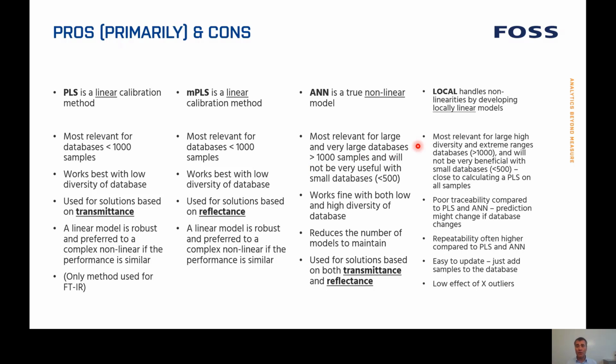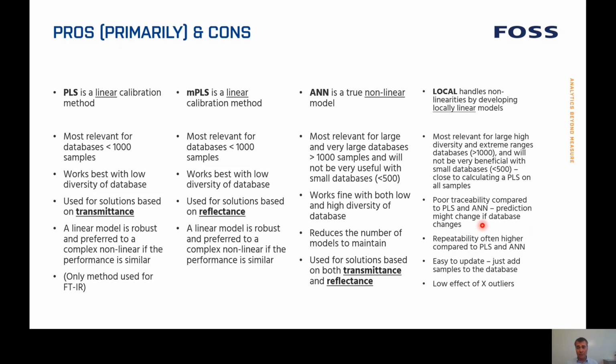And finally, we have the non-parametric method local, where we do these locally linear developed models, and we make one new model for each new sample. It's also most relevant for larger databases. If you use it on small databases, it will more or less compare to doing a full PLS on the full database. The drawback of local is the poor traceability, and also that repeatability is often jeopardized if you compare it to PLS or ANN.